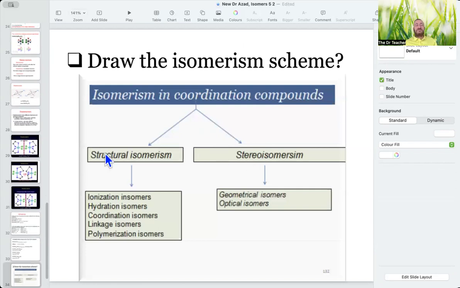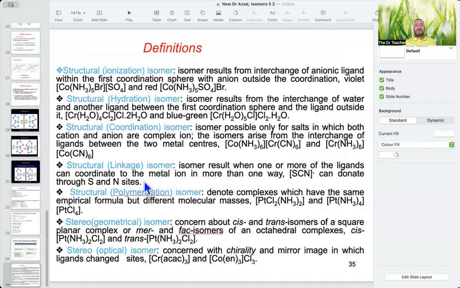It is either structural isomers or stereoisomers. Structural will be ionization, hydration, coordination, linkage, polymerization. And stereo will be geometrical isomers or optical isomers. I put here a definition for each one of them. Hydration is structural, where there is water. Coordination is structural, and linkage as well. Everything here is a definition in brief.